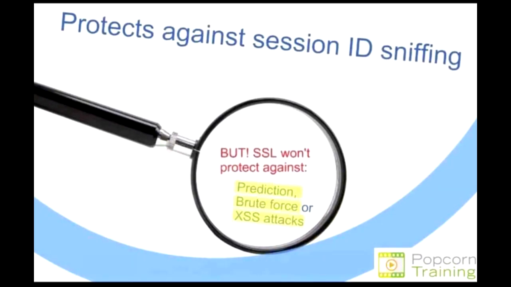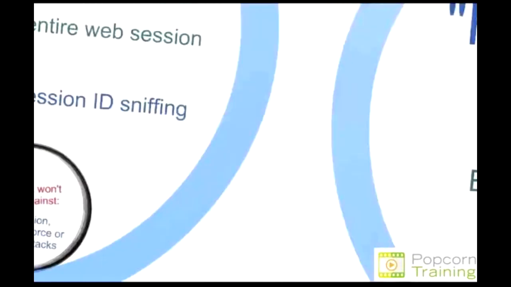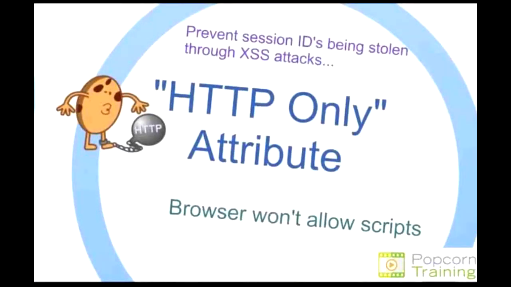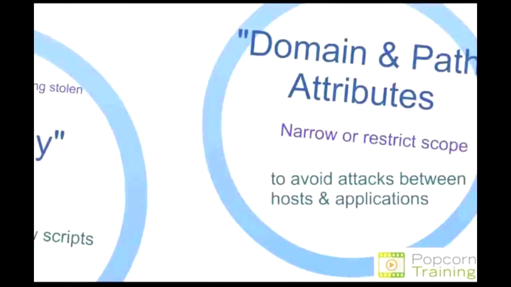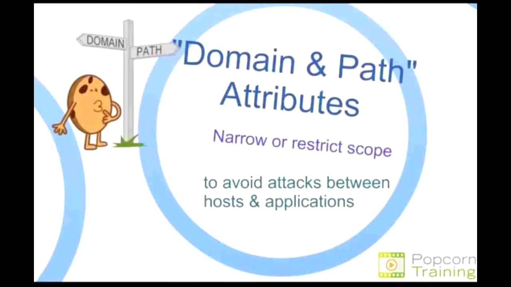We can also prevent the session ID from being stolen through cross-site scripting attacks by using the HTTP only attribute, which ensures the web browser won't allow scripts like JavaScript or VB scripts. Using cookie domain and path attributes defines the scope of the cookie to the browser, so it only allows the cookie to be sent back to a specific domain and path. That's why it's best to use a narrow or restricted scope to avoid attacks on the session IDs between different hosts and web applications, which may contain their own security weaknesses.